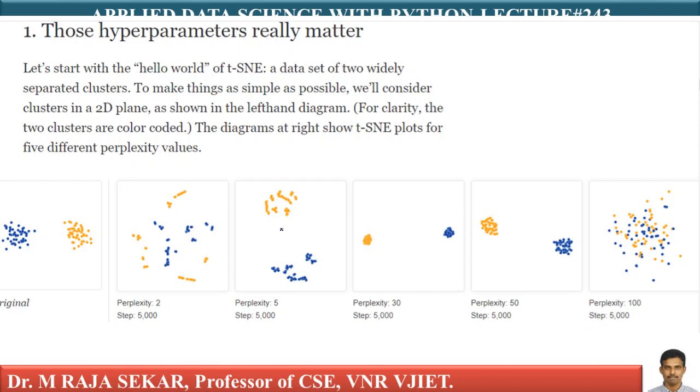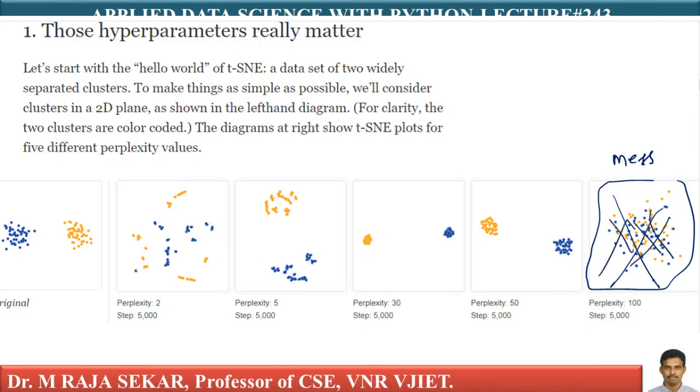I will make my perplexity equal to 100, that is the total number of points. When I make my perplexity equal to 100, I get a mess. That you must understand. This is a case where your perplexity value equals the total number of data points in the original data set. I get a mess. This is literally a mess. Why is that happening?